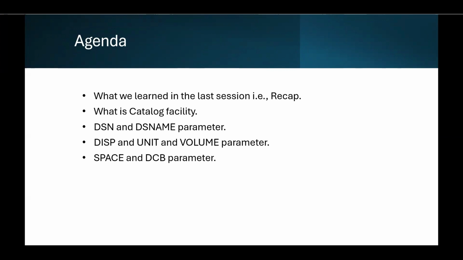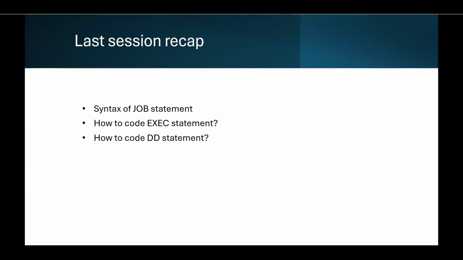Then we will be going into what is disposition, which is DISP. Then we have unit, then we have the volume parameter. And in the last, we will be going to the space parameter and DCB parameter. So this is the agenda for the fourth session. So let's start with the last session recap.